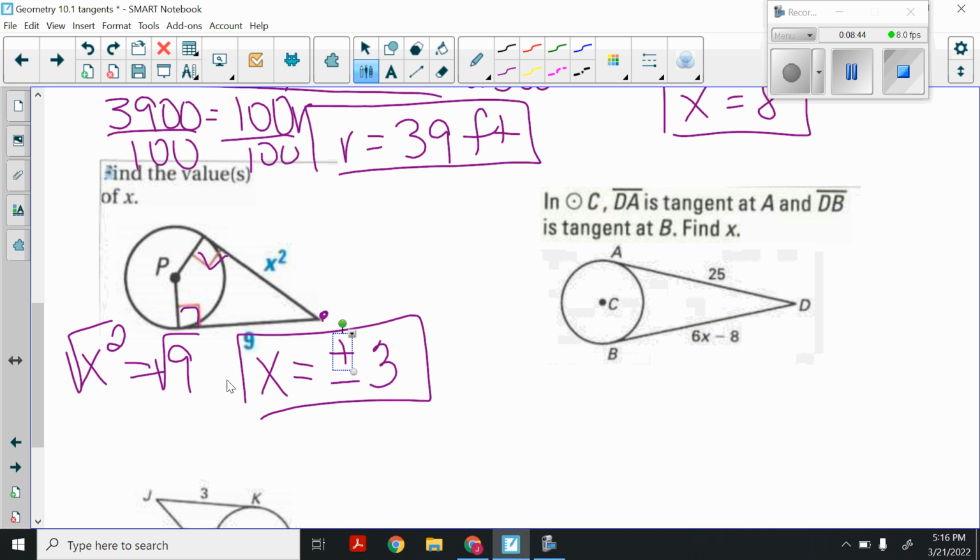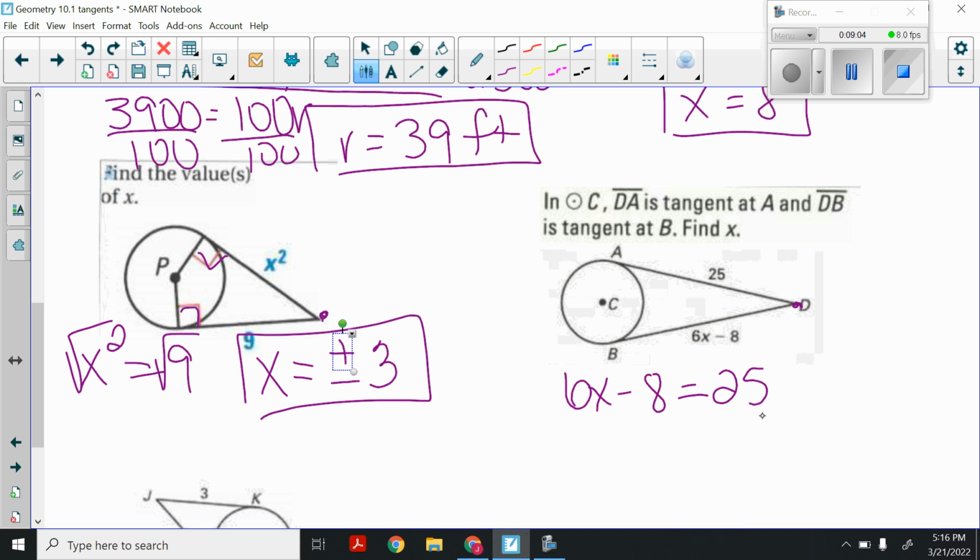The next one directly across. In circle C, DA is tangent at A, and DB is tangent at B. Find x. So again, I have two tangents that are starting from the same external point, so those two tangents are congruent. So I set them equal. I say 6x minus 8 equals 25.